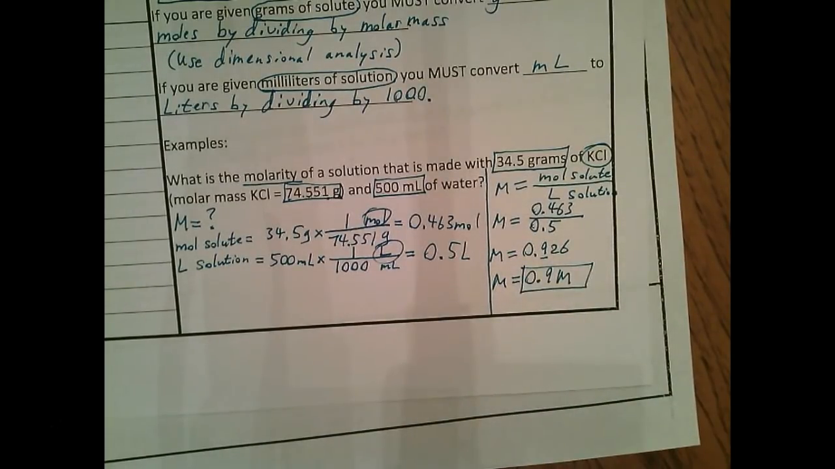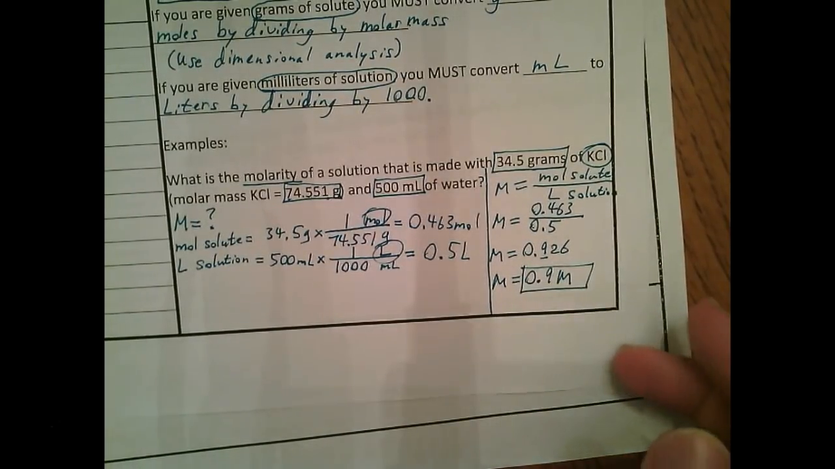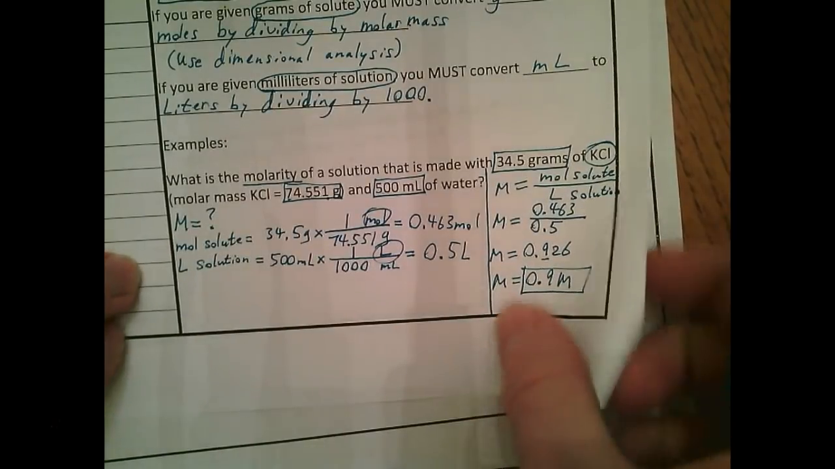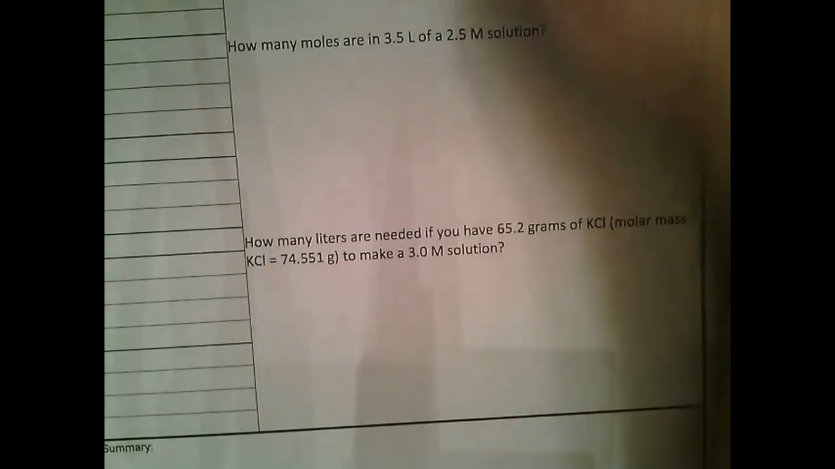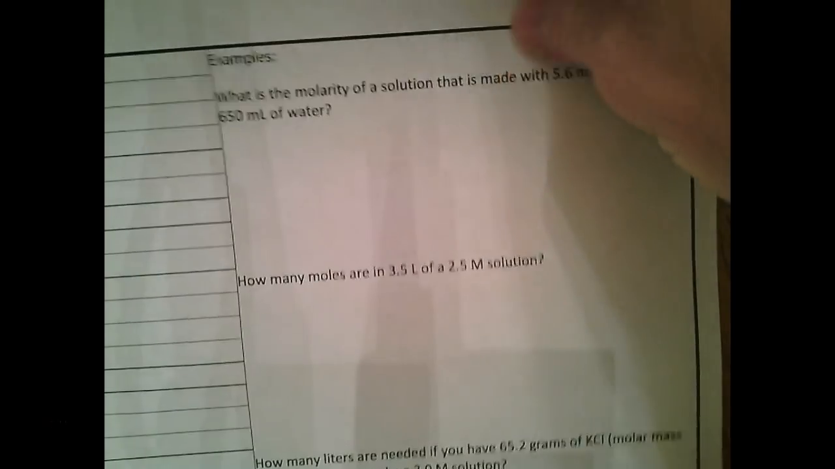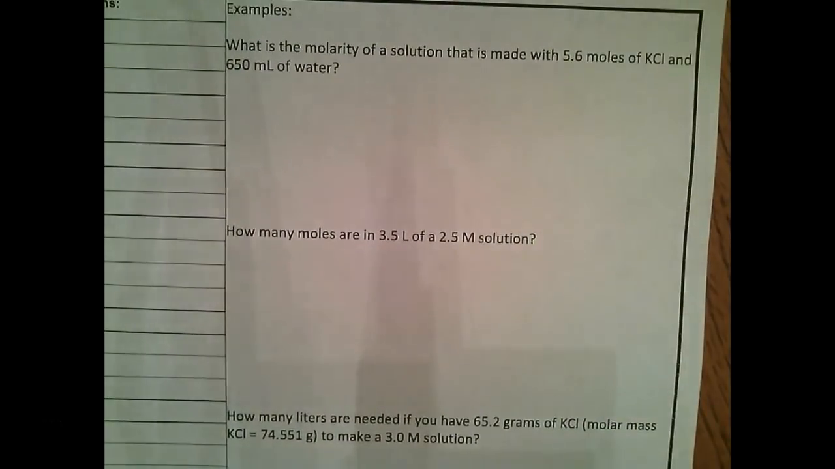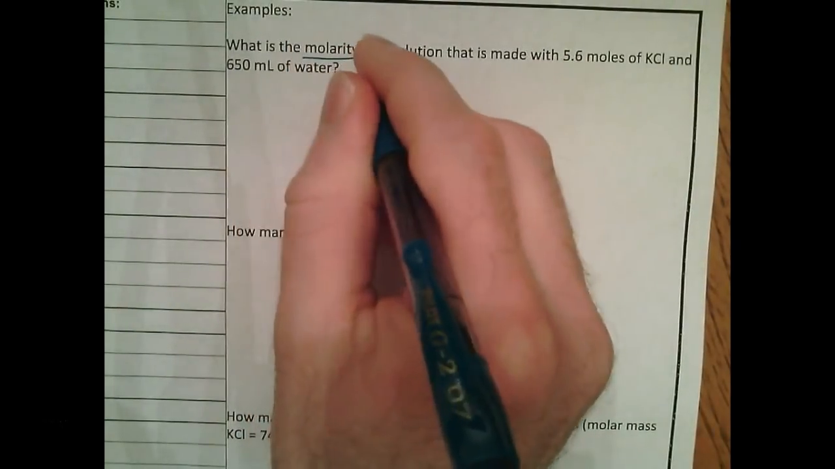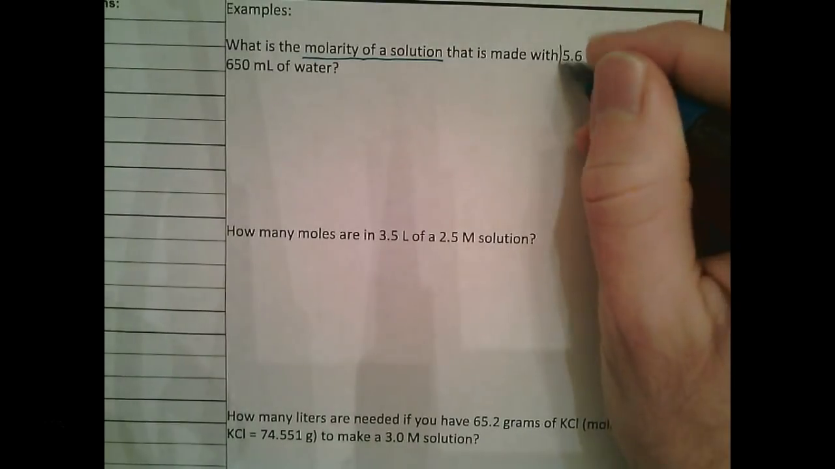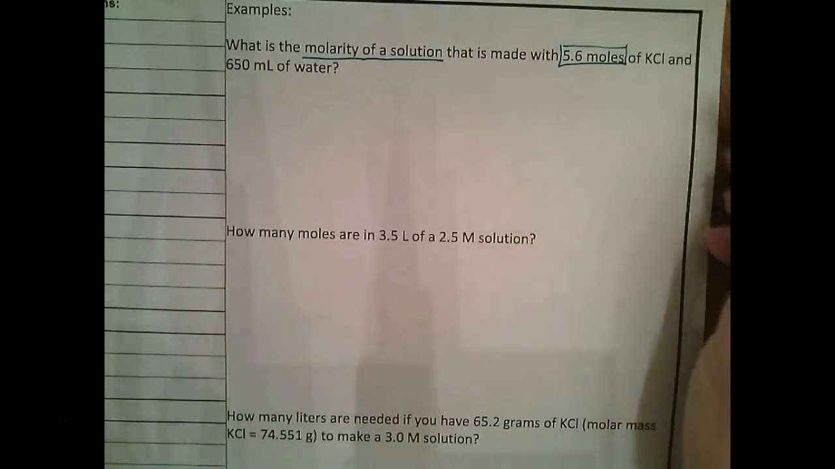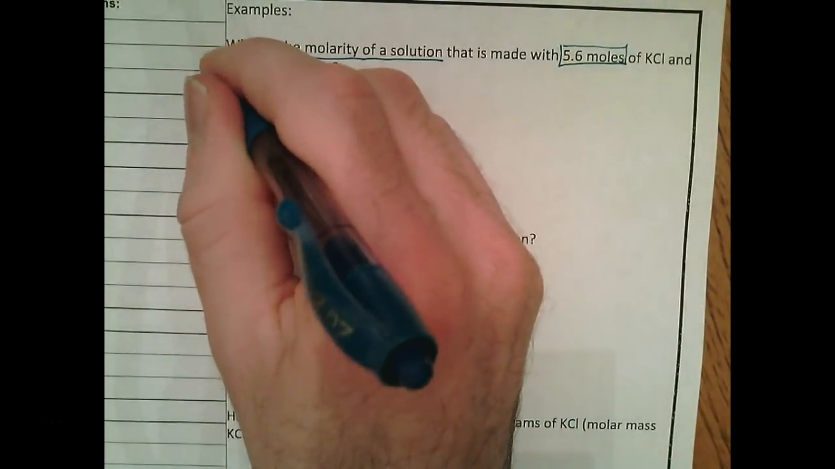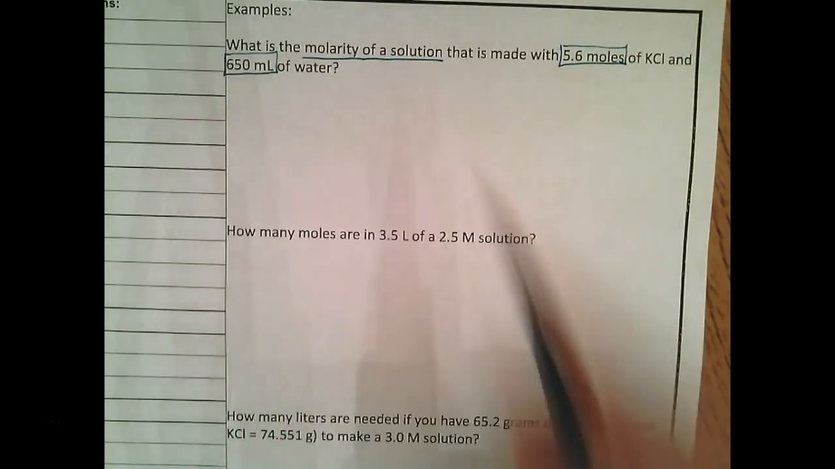And that's it for the first example. Let's flip to the next page. Work through those. In this one, similar example, what's the molarity of a solution made with 5.6 moles of KCl and 650 milliliters of water?